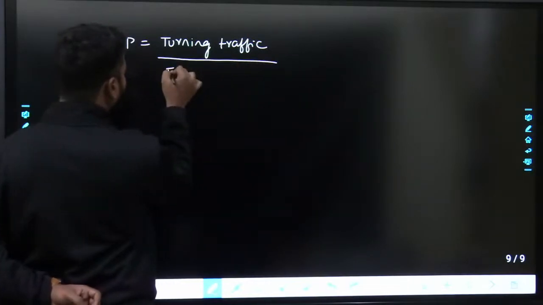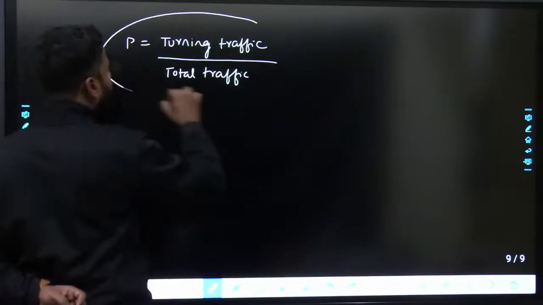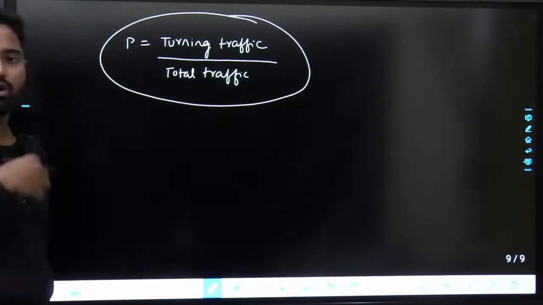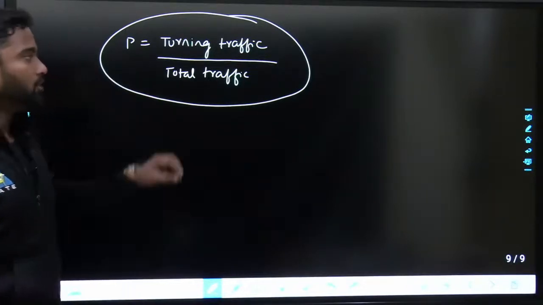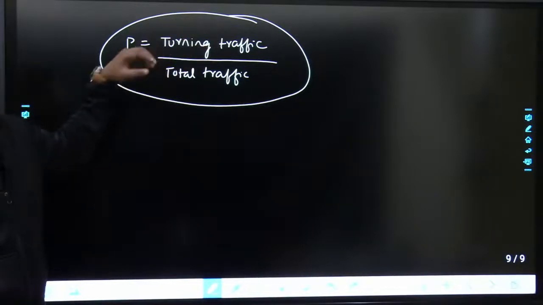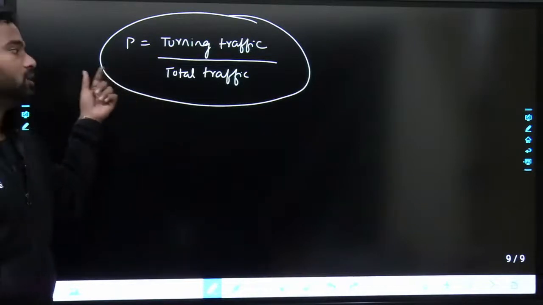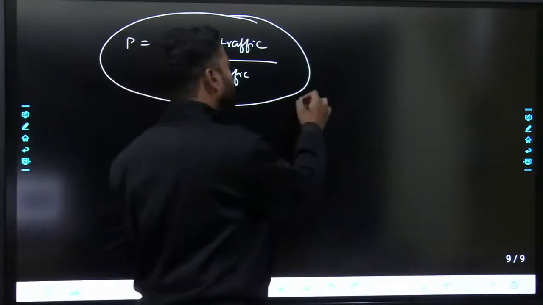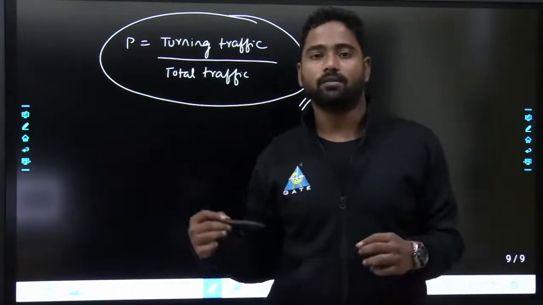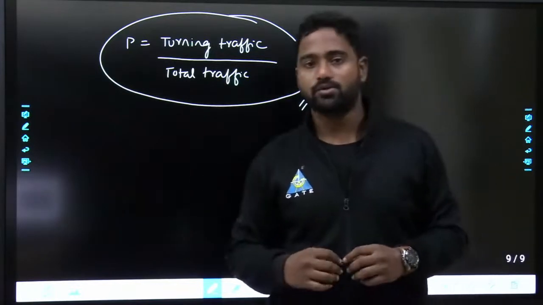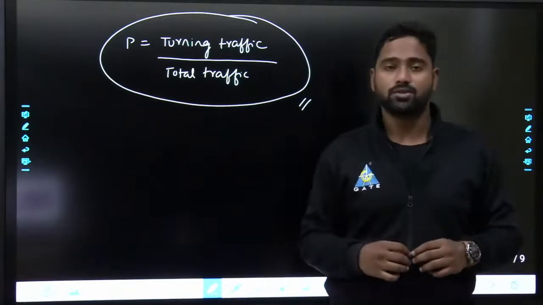So whatever way they ask, whether it is turning traffic or total traffic, you have to solve based on the question asked. If they give you turning traffic as 40% of the total traffic, then P equals 40 upon 100. That's it. So these are the different ways of calculating the proportionality ratio. Based on that, you can calculate the practical capacity. I have given you a decent number of points on the rotary. Please go through them before solving the questions. If you have any doubts in the rotary, you can ask me.